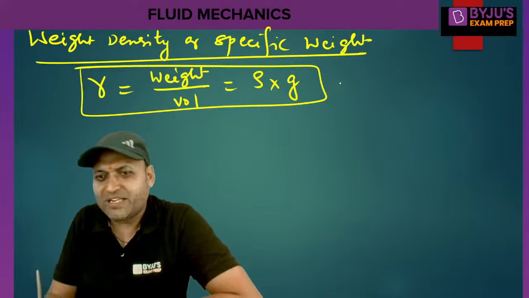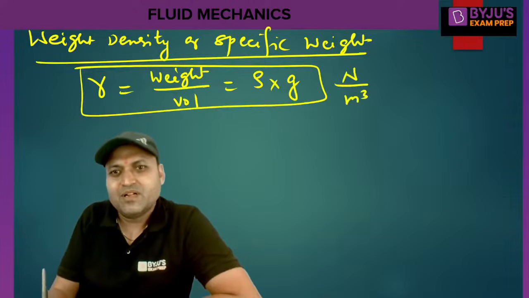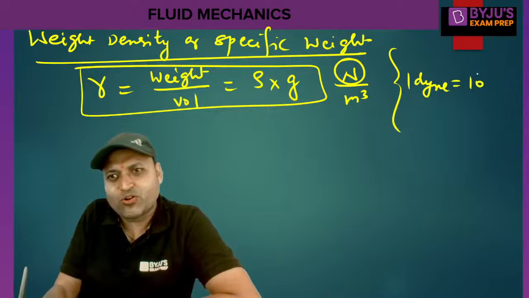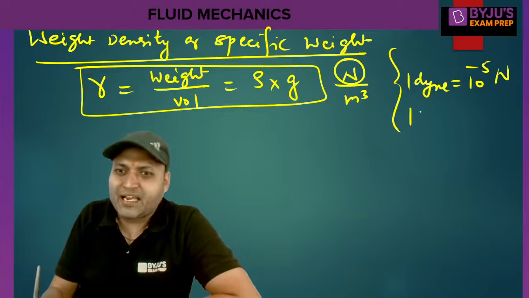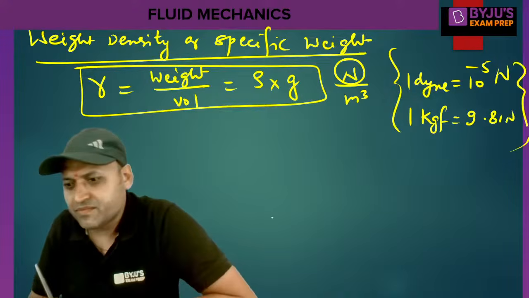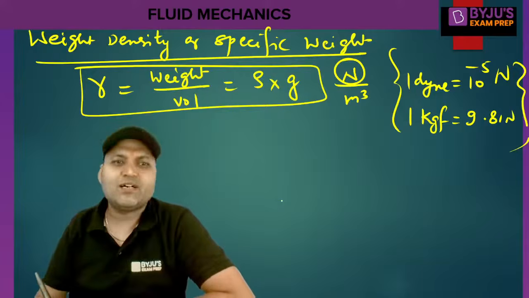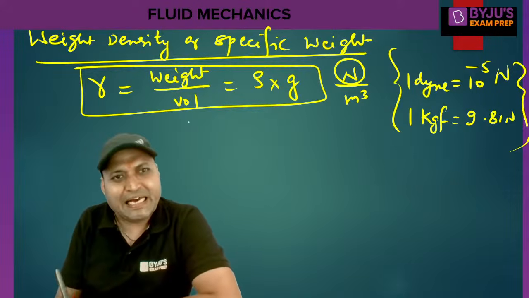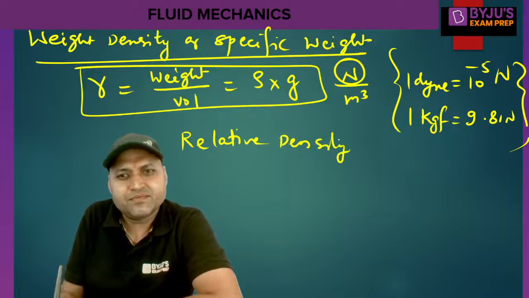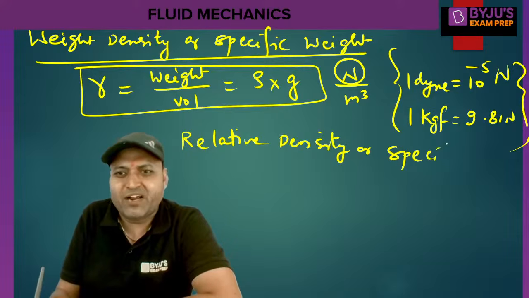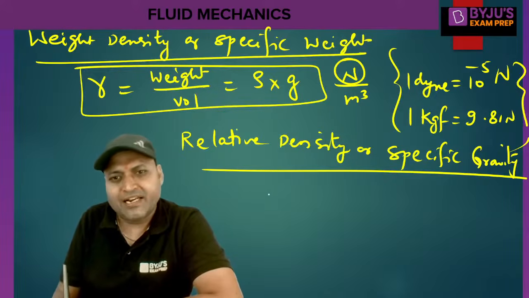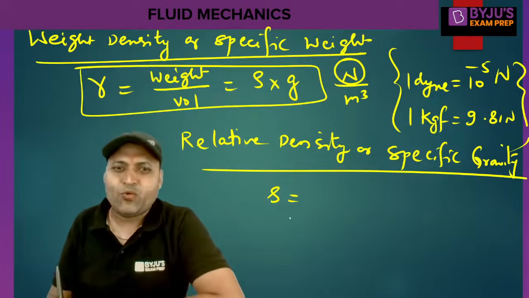What is the unit? Newton per meter cube. The force can be written in dyne also. 1 dyne is equal to 10 to the power minus 5 Newton. Another unit is kgf, which is 9.81 Newton. Weight per unit volume. Another property is relative density related to density. That is called relative density or specific gravity. What is specific gravity or relative density? Generally denoted by S.